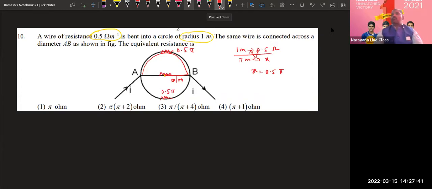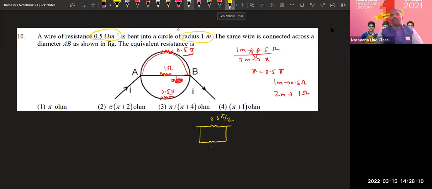1 plus 1, 2 meters is there. Means 1 meter of wire has 0.5 ohm resistance, so 2 meters of wire has double. Correct? So this is 1 ohm resistance. Now tell me, 0.5 into pi and 0.5 into pi, they are in which combination? Parallel. What is the net resistance? 0.5 into pi by 2.